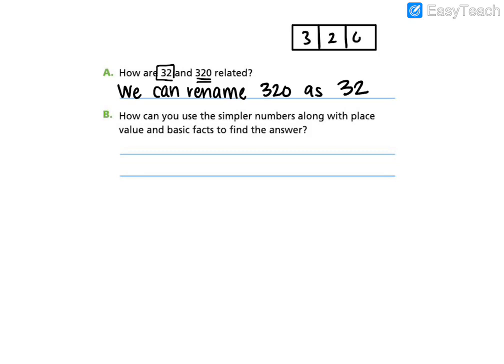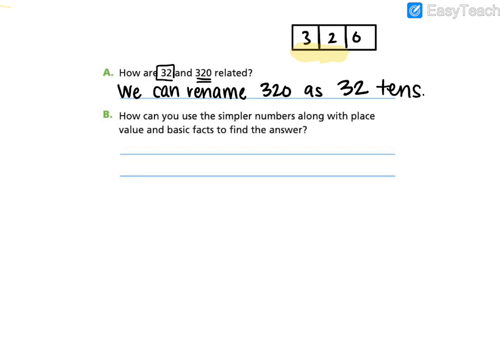Okay, we have 320. If I look at this number, that's equal to 32 tens. 300 is 30 tens and 2 tens, but 32 tens.